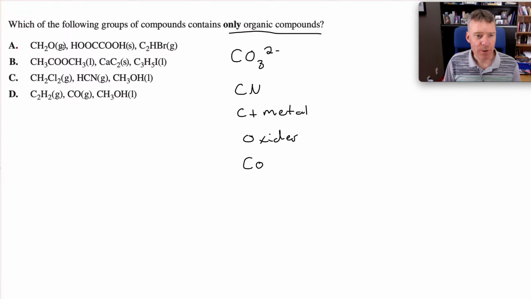So as we go through the first one, we're not seeing any of the carbonate, cyanides, metals. So all of these are looking okay. That's an ester, organic halide. So A is looking good. B has a carbon with a metal, so that is not deemed to be organic. Our third one, we've got that cyanide, so that eliminates this sequence as being organic. And the last one, we've got an oxide. So the correct answer is going to be A.